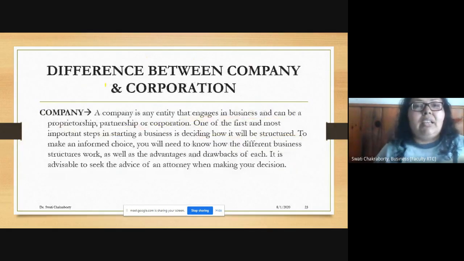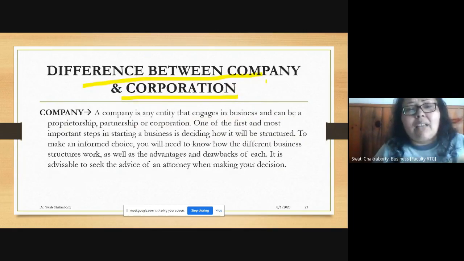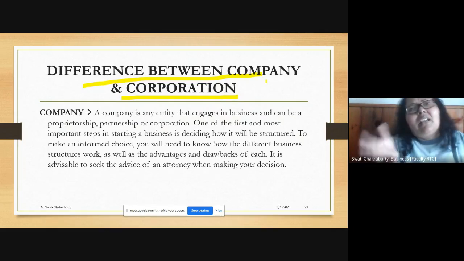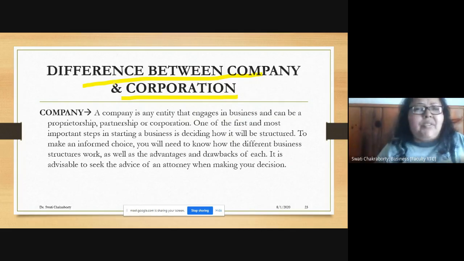Okay, next comes the topic: difference between company and corporation. As laymen, as common people, we often make the mistake of saying company and corporation interchangeably, right? But there is a difference. A corporation is a type of company. Which means that all corporations are companies, but a company is not always a corporation.